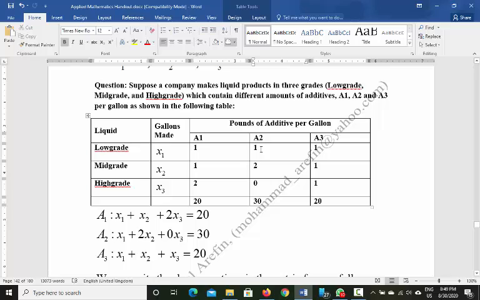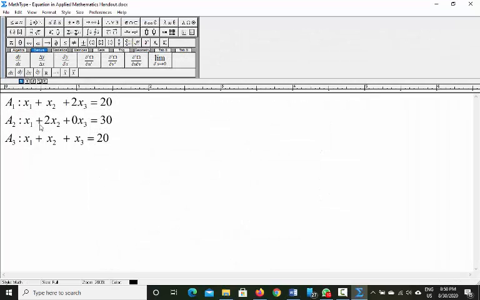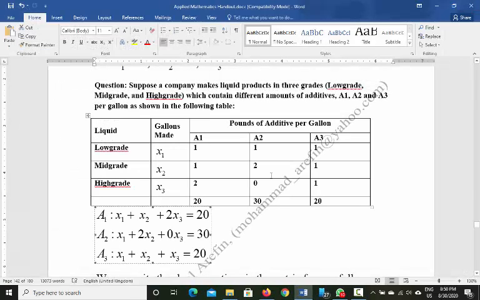Here A2. If we produce 1 gallon of low grade liquid, we will use 1 pound of A2. We are producing x1 gallons, so to produce x1 gallons, we will use x1 pounds of A2. So this much has been used already, right?